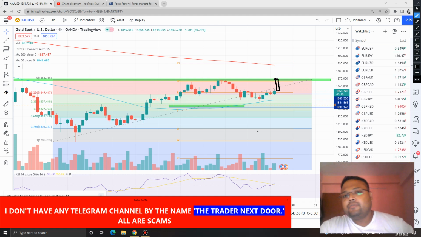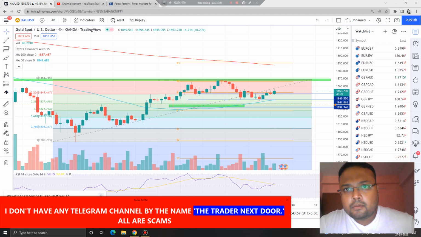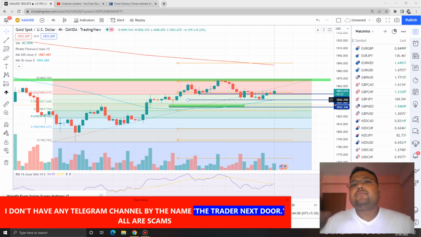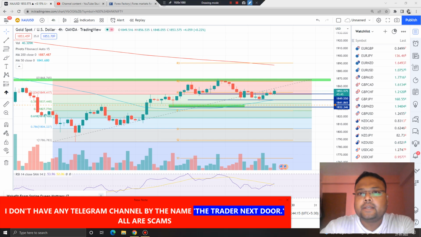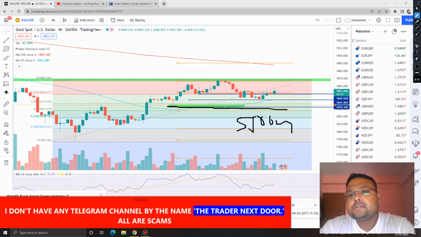And the support level of 1840 to 41 is still valid. In case market starts coming down, you can expect the market to bounce from here. If market bounces from this particular support here, definitely you can buy. In case there is a sharp fall in the market, heavy selling comes during the evening time, you can expect the market to take support around 1830 to 1832, because this is the strongest support in the market.